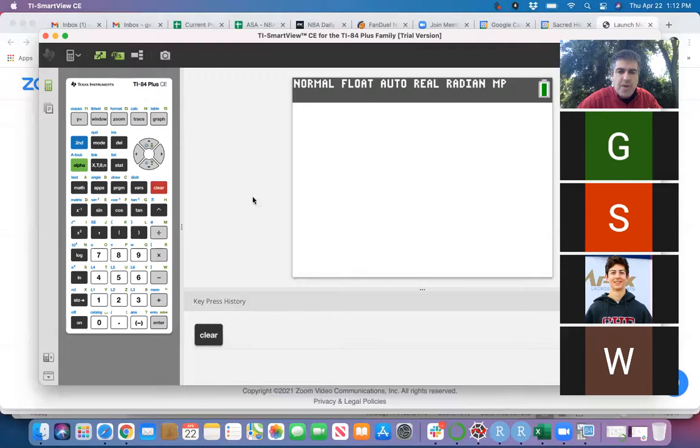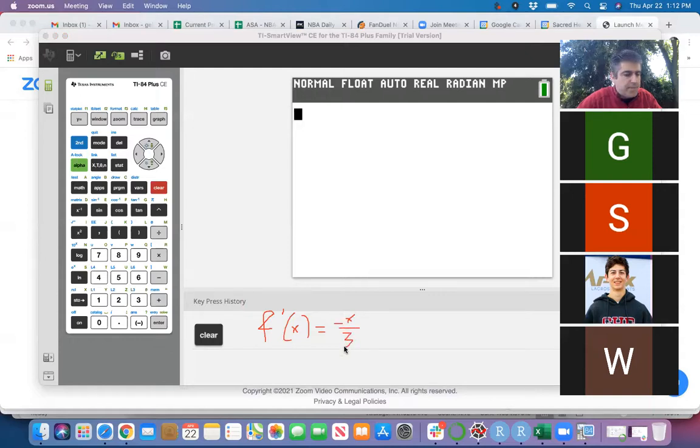Now it's a little hard for me to scribe on my Mac here because I don't have a mouse or stylus. But f prime of x equals negative x over 3 plus cosine x squared.